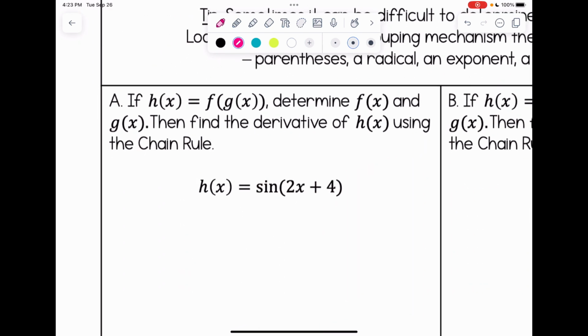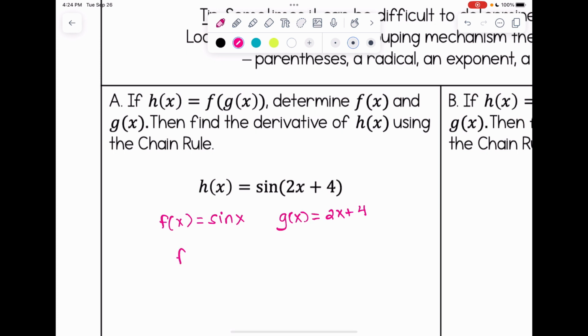In A, if h of x is f of g of x, determine f of x and g of x. Then find the derivative of h of x using the chain rule. All right, so I can see the inner function here is 2x plus 4. So I'm going to say that g of x is 2x plus 4. And the outer function, what's on the outside of the grouping mechanism, the outside of the parentheses, that's sine, and we always need a variable in there, so sine of x.